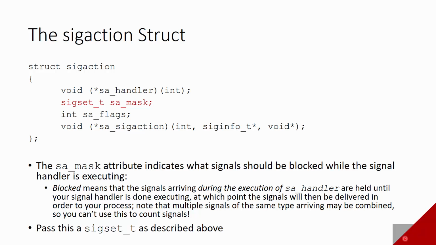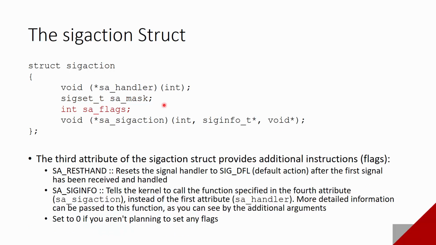And one note here, that multiple signals that arrive of the same type could be combined. So if you receive multiple SIGCHLDs in a row, those could all be combined into one SIGCHLD. So you can't use this to count signals, because you don't actually know how many signals of that type arrived. It could be 1 to who knows how many. And for this particular parameter, you're going to pass in one of those signal sets that we built up earlier. So you're going to indicate which signals as a set should be blocked, which is held until the end of execution with this argument.